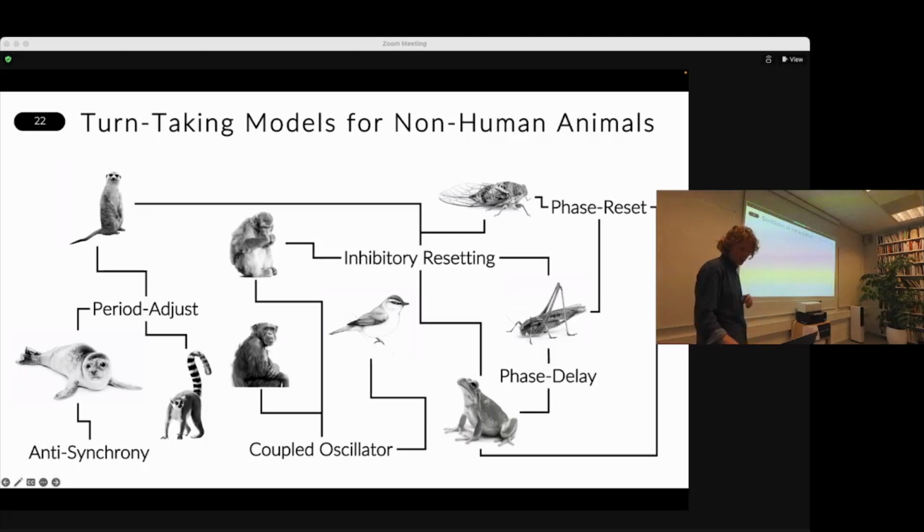Because in, for example, frogs, they tend to synchronize their calls and vocalize at the same time to ward off predators, as a mating display, and also to confuse predators. And obviously we don't do that as humans, right?